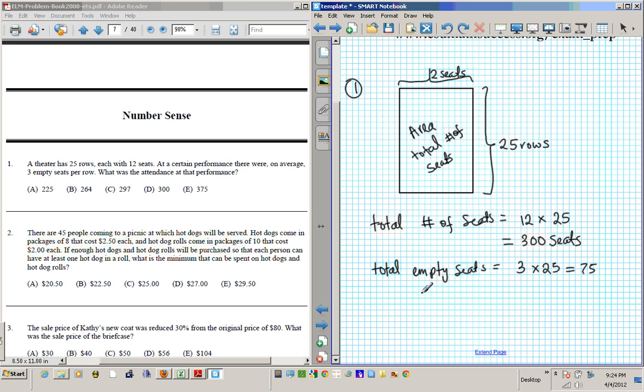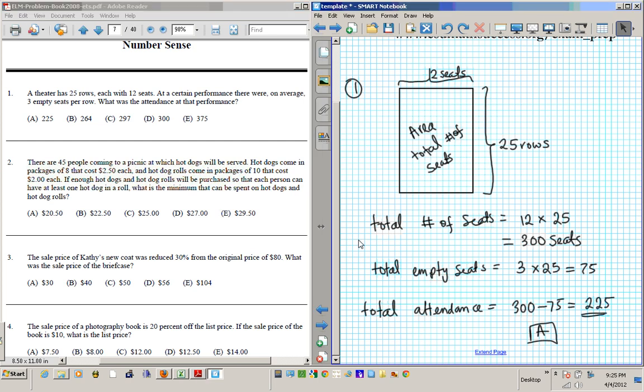So your total attendance is simply going to be the difference. Total attendance is 300 minus 75, which is 225. So there goes your total number in attendance. So the answer to number 1 is A. Alright, let's move on to number 2.